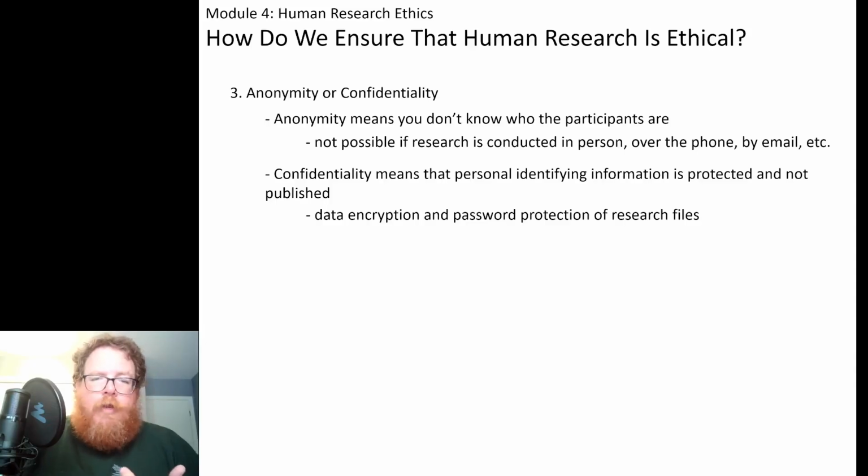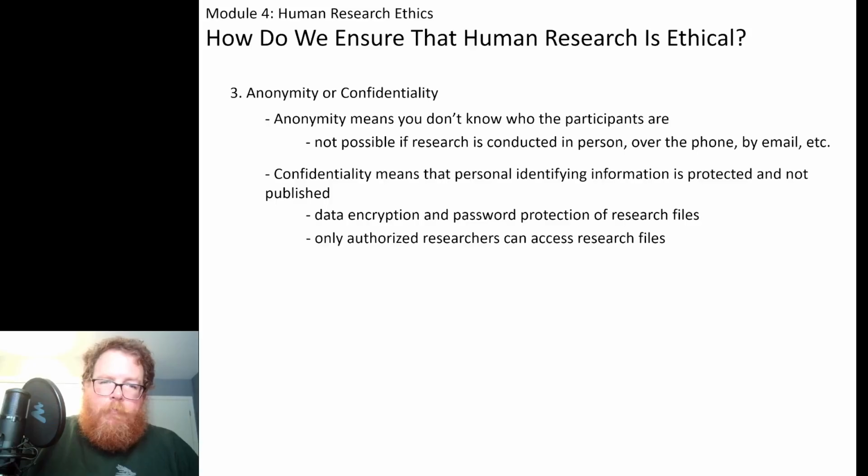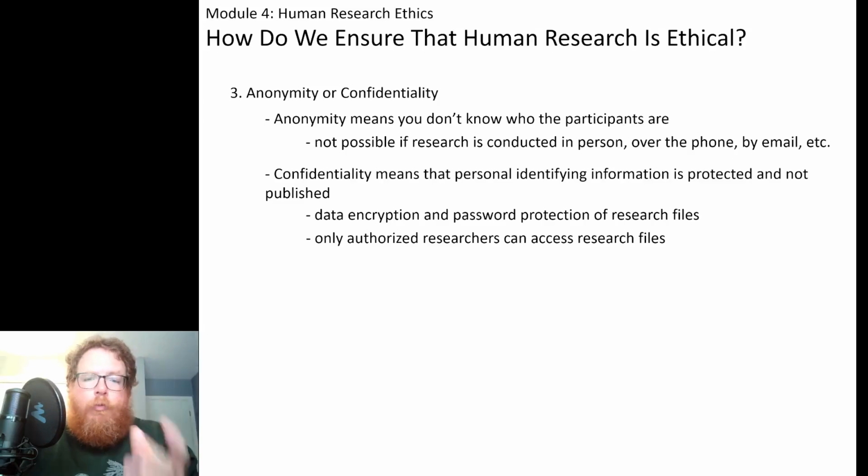Okay. So I want to emphasize that it's not just enough to have the laptop that you keep the file on password protected, but the file itself must be password protected as well. And then, of course, you have to ensure that only authorized researchers can access the research file. So the only people who have the password are the researchers who are part of the study. And usually, going back to the human research protocols that I talked about earlier, you have to identify on that protocol who are the authorized researchers. And so if someone's name does not show up on that list, then they should not have access to the research file.